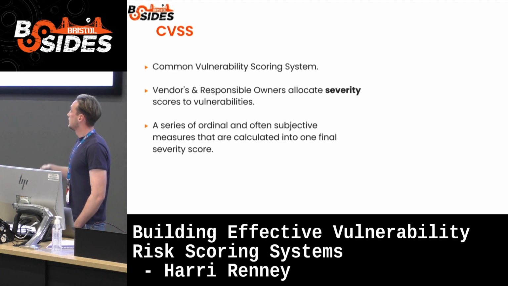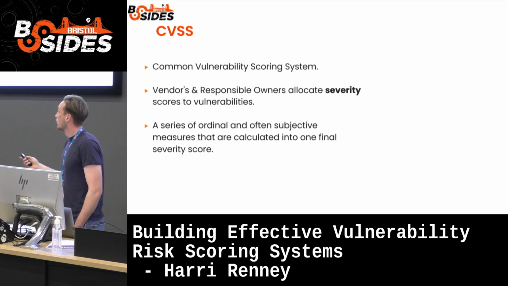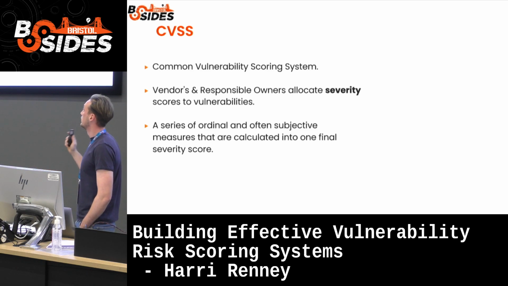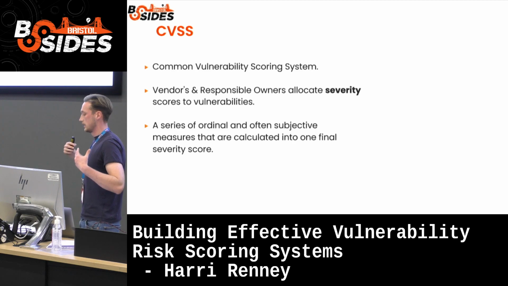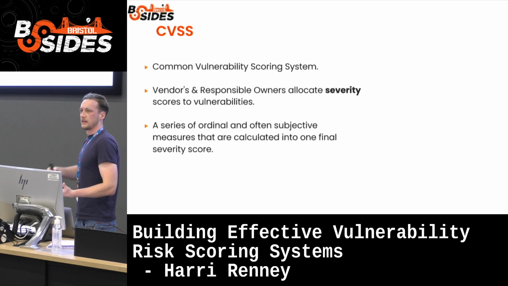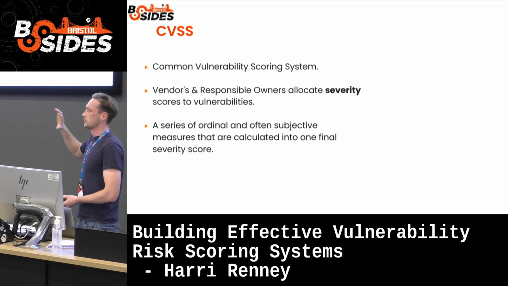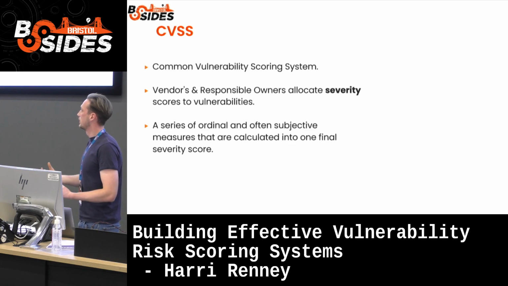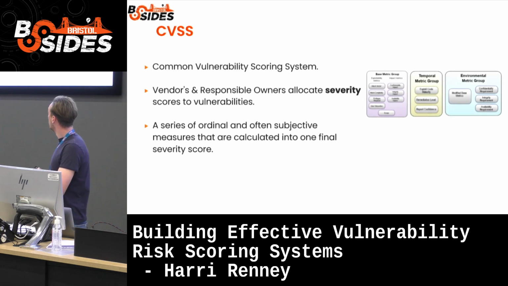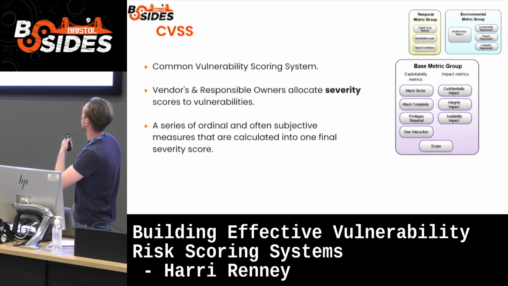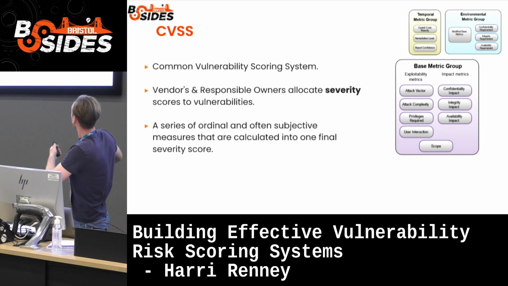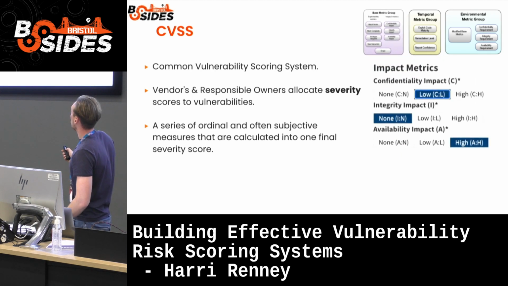So one of the open standards for severity scoring is called CVSS, the Common Vulnerability Scoring System. Essentially the vendors, or the expert, the vulnerability owner, when the CVE, this vulnerability, gets published, it's mostly a subjective scoring system. So if we look at this base metric group, they come in and look at these impact metrics, like confidentiality impact, integrity impact, and they score it with an ordinal system, like none, low, high, this kind of thing.